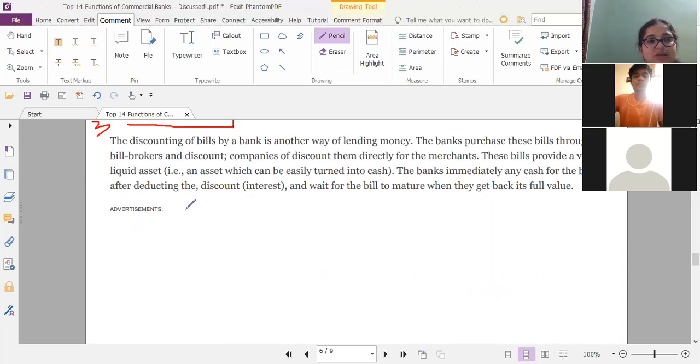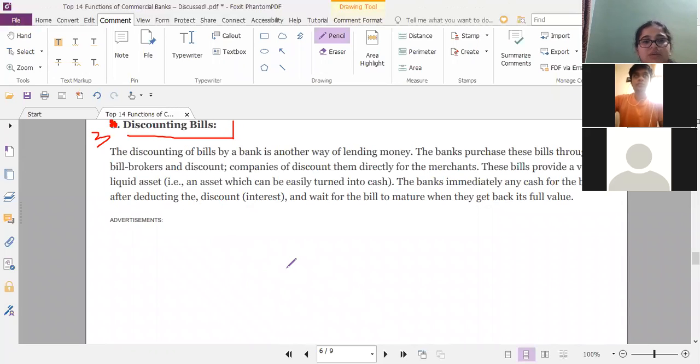So discounting bills, what comes there? This is nothing but, I'll give you an example here. So this is a bank. You have a person called A and D. There are two people, A and D, and there is a bank here. Okay. So what A does is, A will give one bill, that bill is also called a bill of exchange, to this person D.